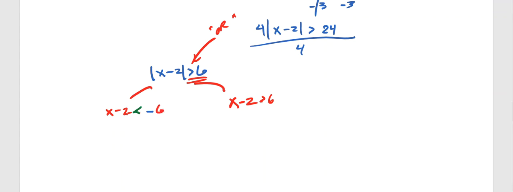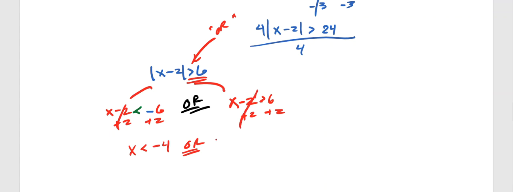So that's my flip the symbol. Instead of saying greater than, we say less than. We flip the sign. Instead of saying positive 6, we say negative 6. And don't forget the word or. This is an or statement. Now take it through from there. Add your 2 to both sides in one case. Add your 2 to the other side in the other case. x is less than negative 4. Or, don't forget, x is greater than 8.